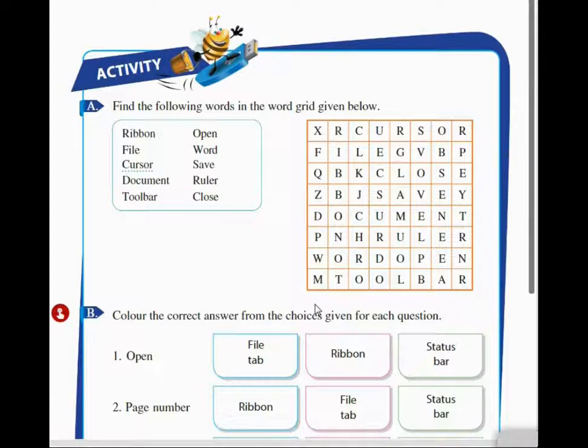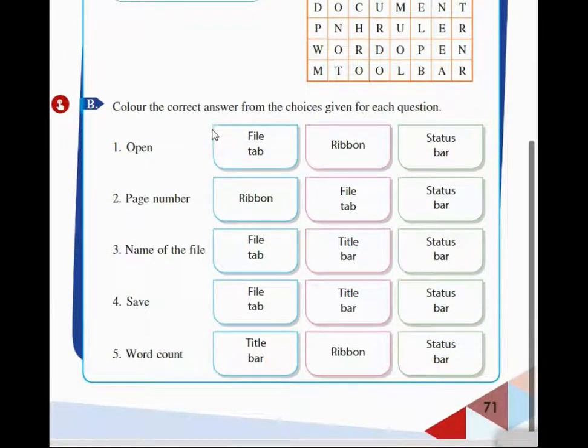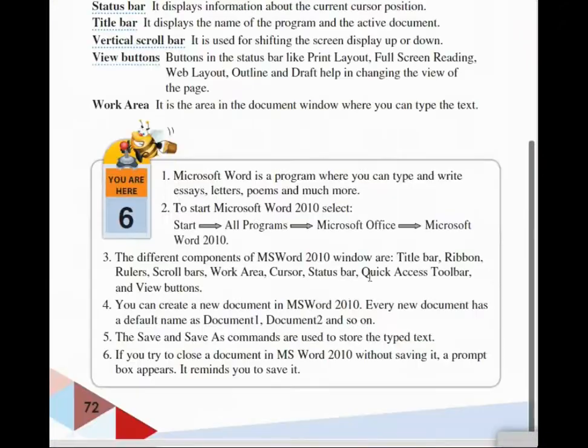Now we came to the activity part. In this, find the following words in the word grid given below. So these are the set of words given in this. You are going to find the given words from this grid. Then color the correct answer from the choices given for each question. So to open a file, which one you have to click, you have to color with that appropriate color. Clear?